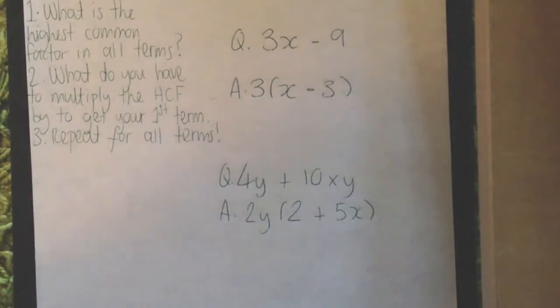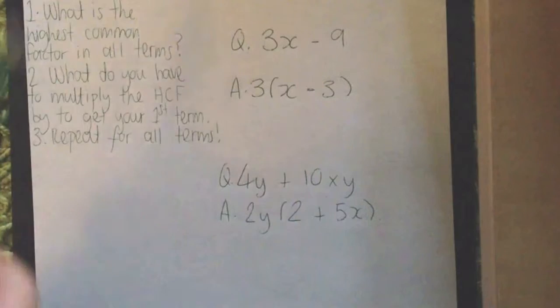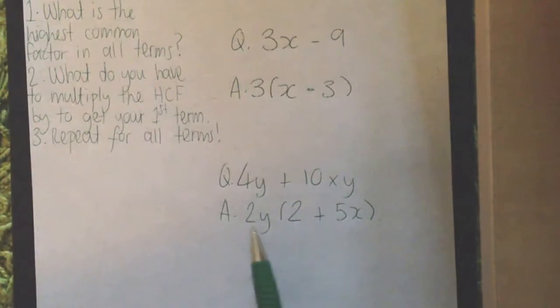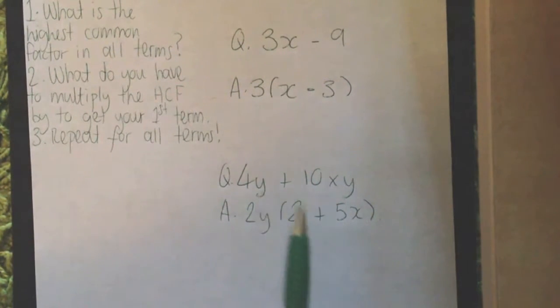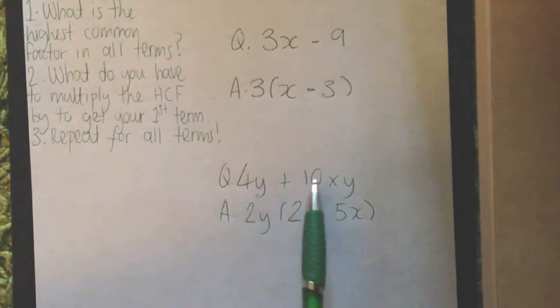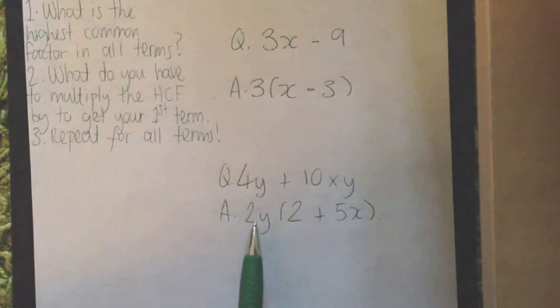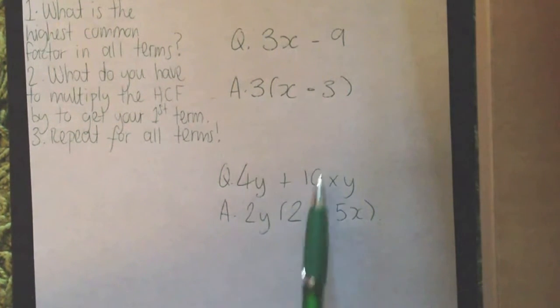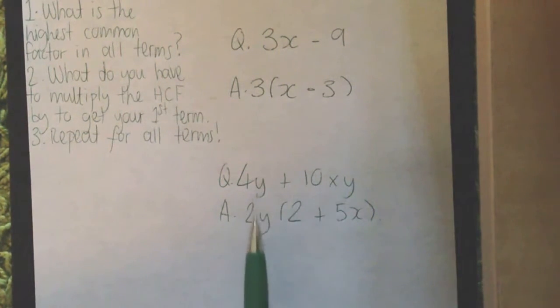We've got 4y plus 10xy. So we follow these 3 steps. Step 1 is look for the highest common factor. Well, numbers wise, we've got 4 and 10. They're both from the 2 times table. 2 goes into 4 twice and goes into 10 5 times. So we can put a 2.